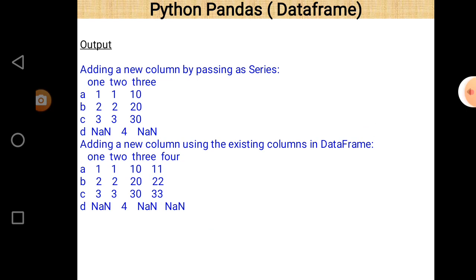after the execution of the print(df) statement, this is the output. Column name 4 appears here, which is a combination of column names 1 and 3. And again, if there is no value against index position d, then NaN will appear here. So this is the output of the program.